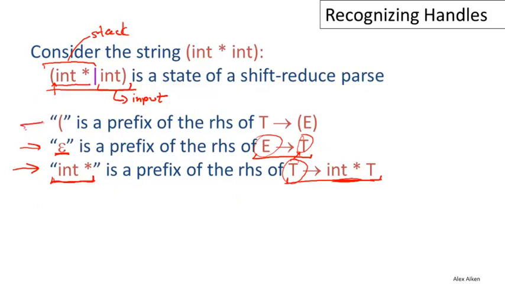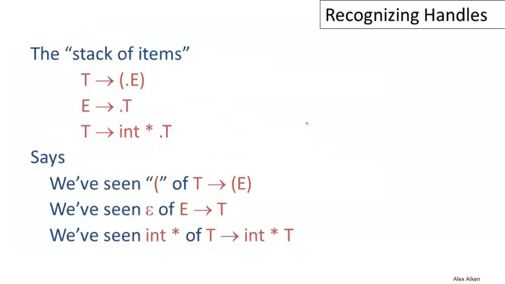And then for the last production, the one deepest in the stack, we've currently seen an open paren, and we think we're working on this production. T goes to open paren E close paren. All right, and so when this E is produced, that will extend this right-hand side.